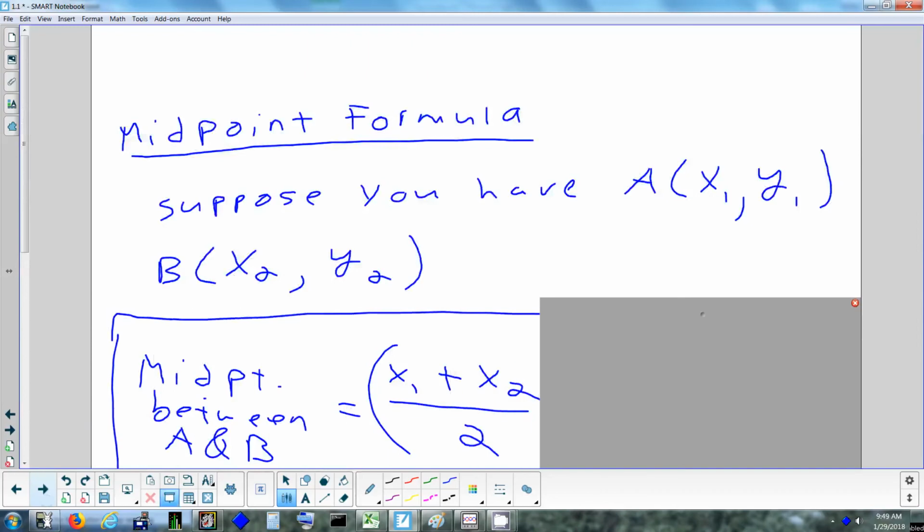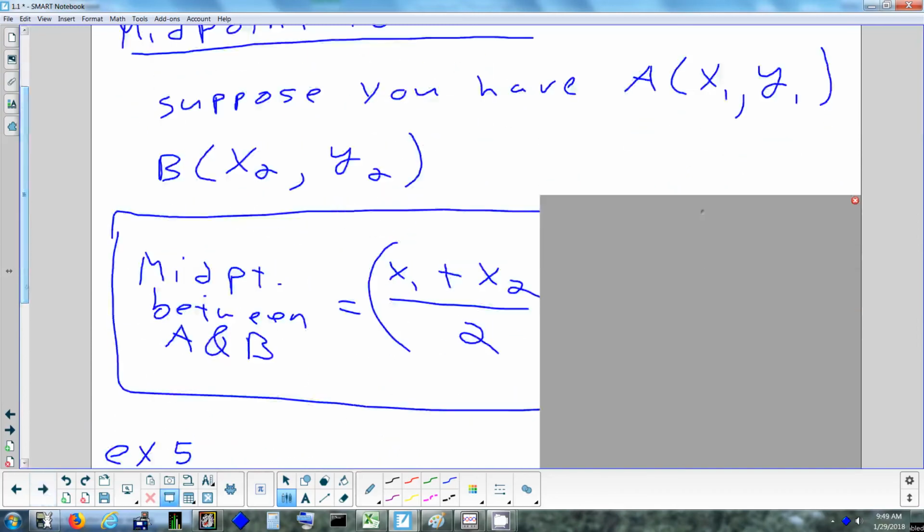So there's the average of the x's. Average just means you add them up and you divide by how many you have. That's exactly what I'm doing in the formula. I'm adding up the x's and dividing by 2. That gives me the average x value.